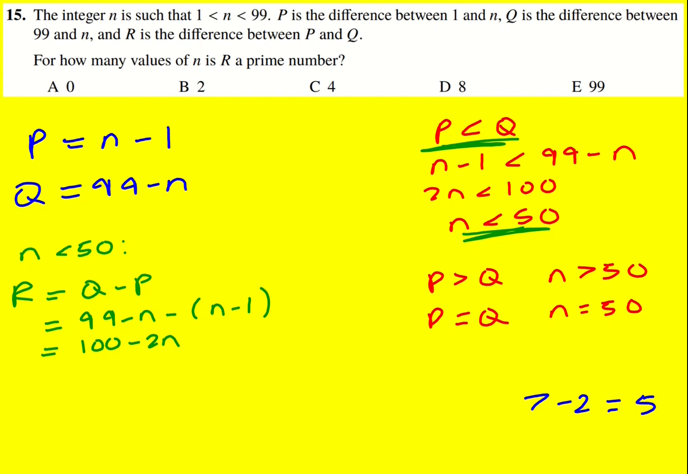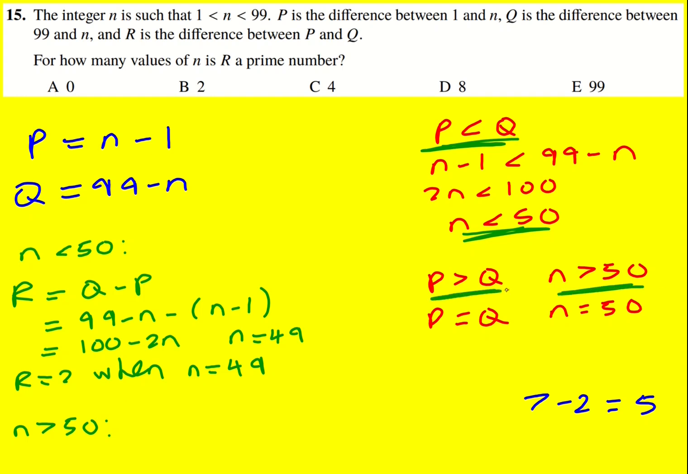Now we're interested in r being a prime number, but if you take a look at it, 100 is even, and 2n is necessarily going to be even, so r is always going to be even. And there's only one prime number that's even, and that's 2. So we're going to need to be subtracting 98 to get 2, therefore n is going to be 49. That will give us a value of r that's equal to 2. R equals 2 when n equals 49.